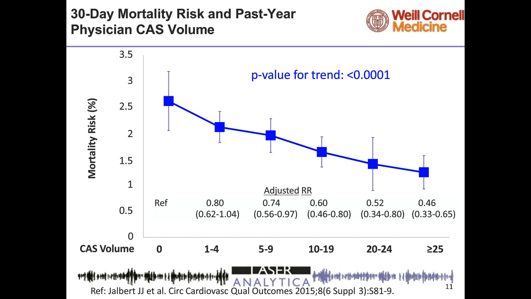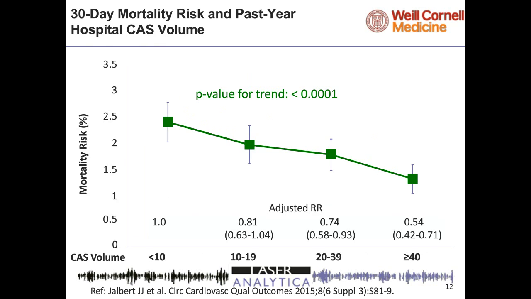So in this figure, we're looking at hospital carotid artery stenting volume. The previous slide was on physician volume. This is on hospital volume. So again, we're looking at the past year volume, and we're looking at volume categories. We see that again, patients who are getting their procedures done in hospitals with less volume have a higher risk of mortality. And then again, this association persists after adjustment for patient and provider level factors.